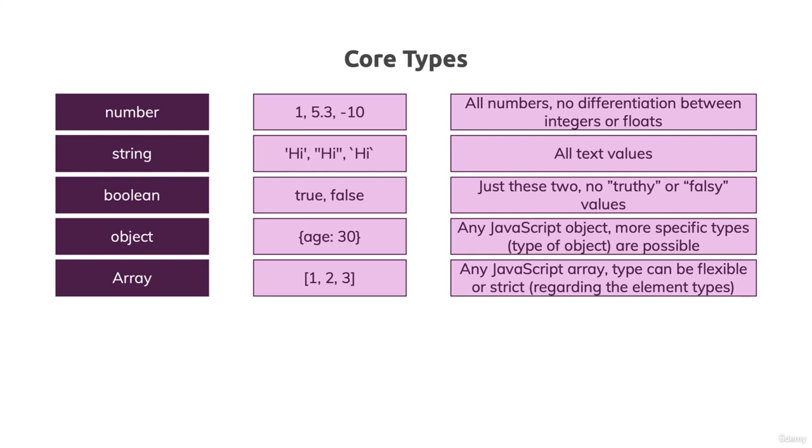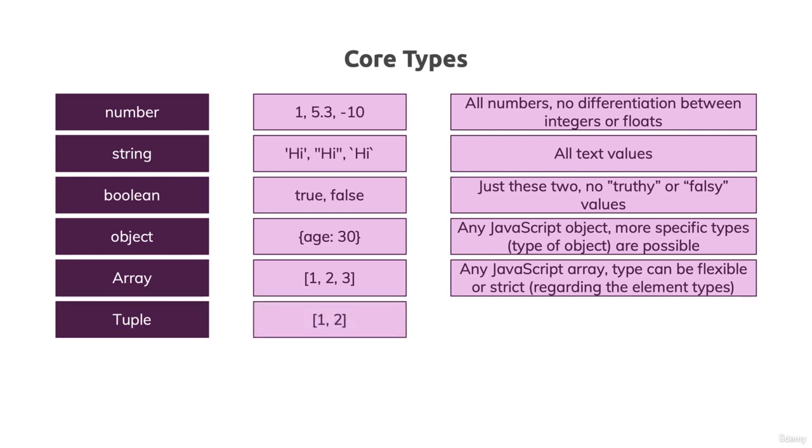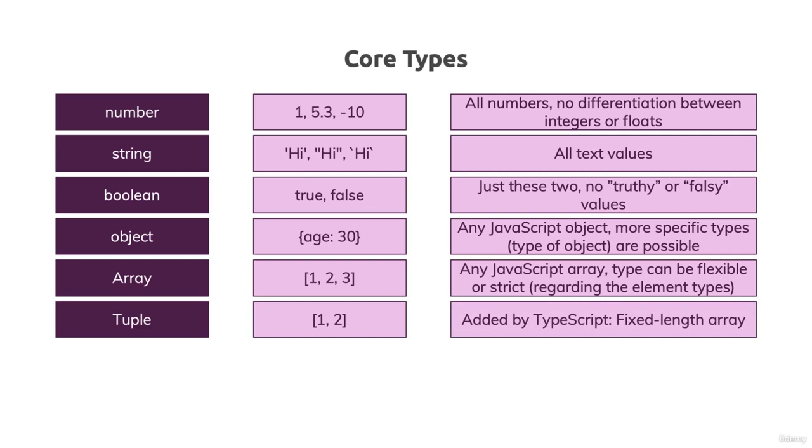Now, TypeScript also adds a couple of new concepts, new types, which we don't know from vanilla JavaScript. For example, the tuple type. Now, you might know tuples from other programming languages. JavaScript does not have them. This is a tuple, for example, and you would say, well, this is an array. It is an array, but it's a fixed length array, and actually not just fixed length, but also fixed type.